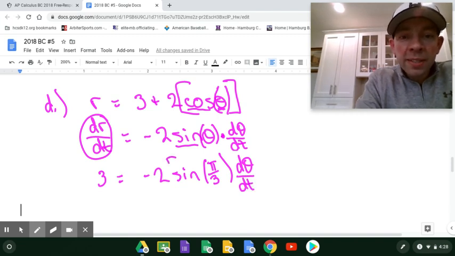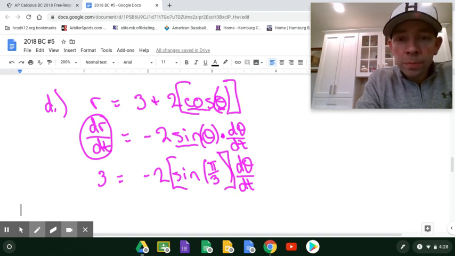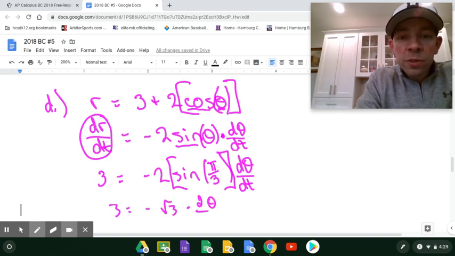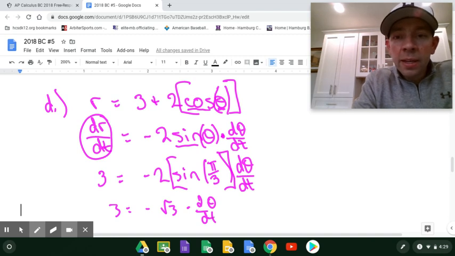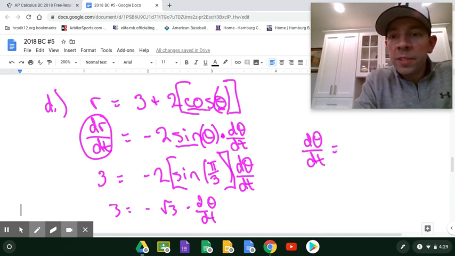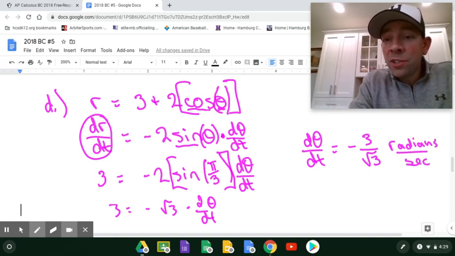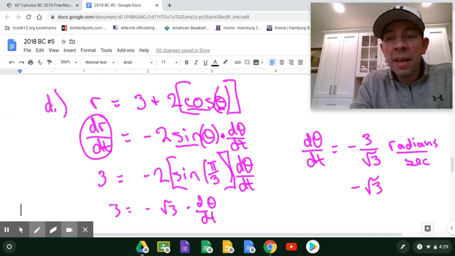Let's see. The sine of pi over 3 is going to be radical 3 over 2. So then the 2's cancel and you just get negative radical 3. So we could say d theta dt equals, let's see, negative 3 over radical 3. That would be radians per second. And then, of course, you could rationalize it to just get negative radical 3, but that wouldn't be mandatory.